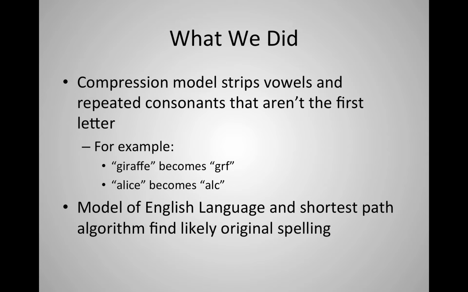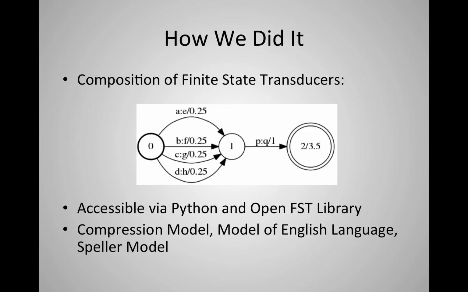The uncompression model, which is also a finite state transducer, contains our algorithm. It's a more complex composition of smaller finite state transducers. To create this, we needed a model of the English language, which included character probabilities, finite state transducers to handle the text, and the shortest path algorithm to find the most probable uncompressed text. So we did it by composing finite state transducers we found in the OpenFST library, which was a library of finite state transducers we were able to access using Python.